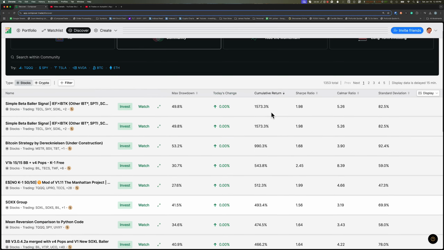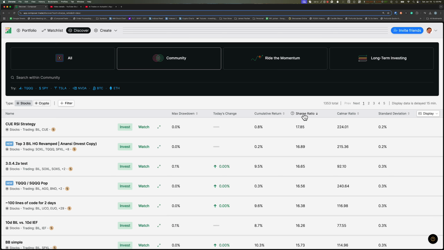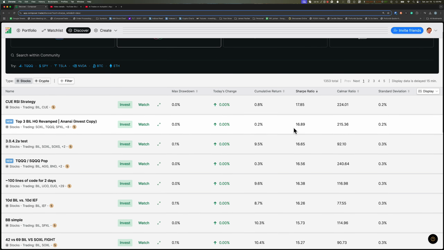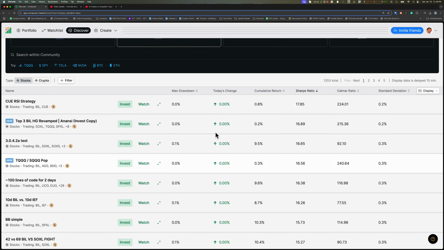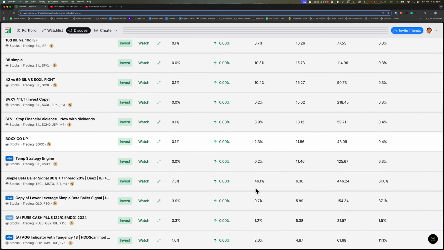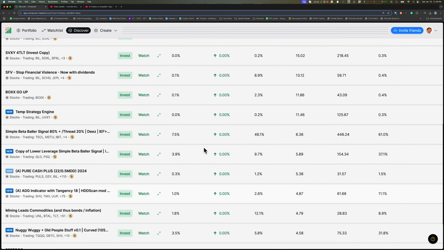So I look for ones that have a pretty good Sharpe ratio. Let's go here. So you can see the Sharpe ratio is very high here, but look, there's no drawdown and there's not much of a return either. So if we go down, I'm going to try to find something with a decent return. Okay, so here's one that has very high, well, let's just open it, look at it.